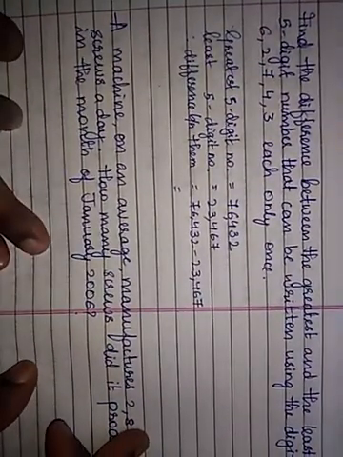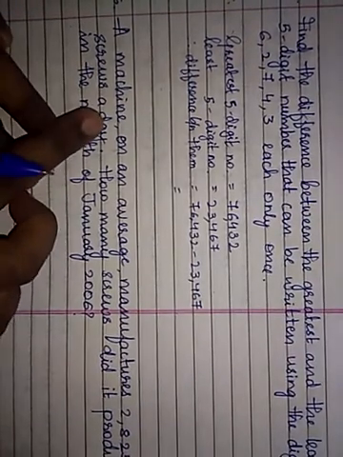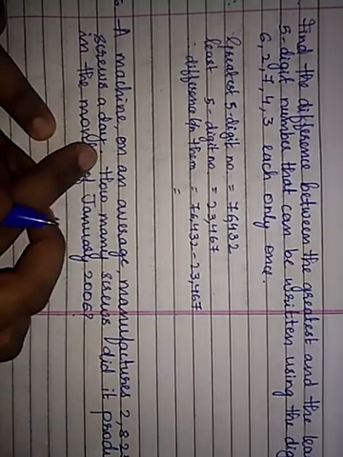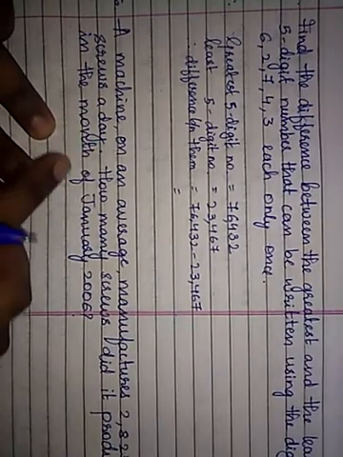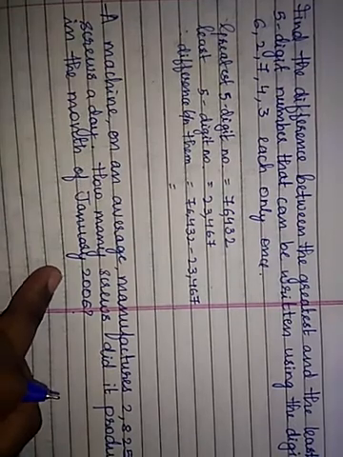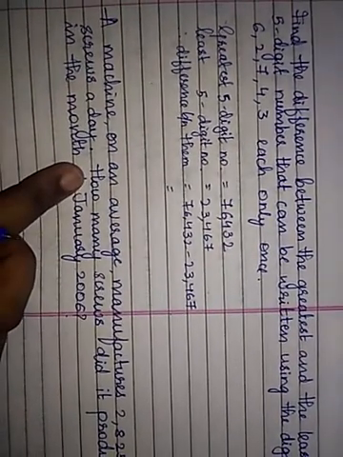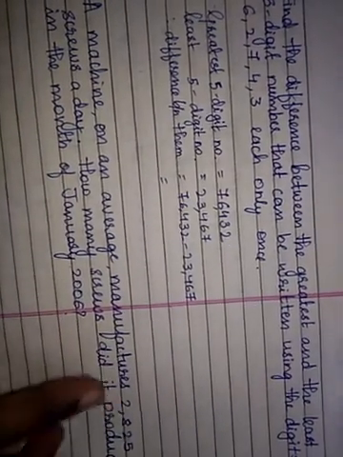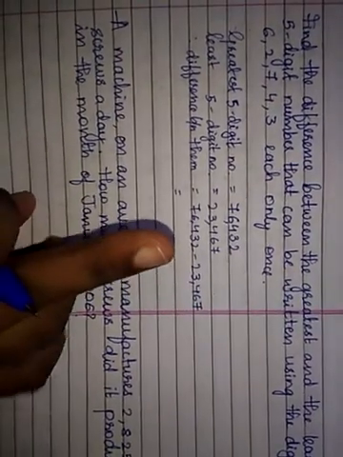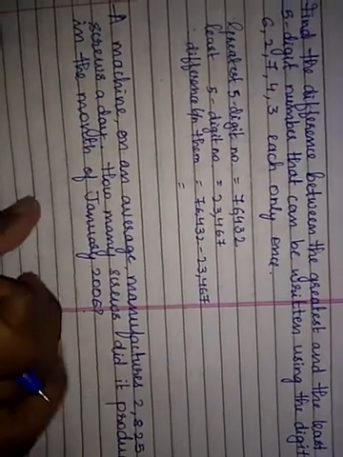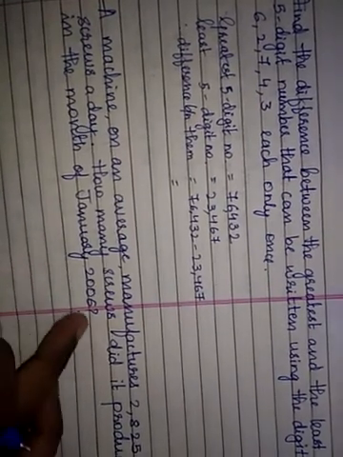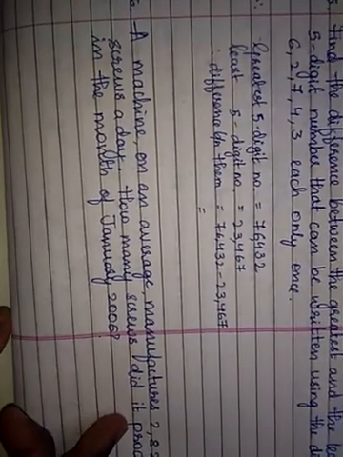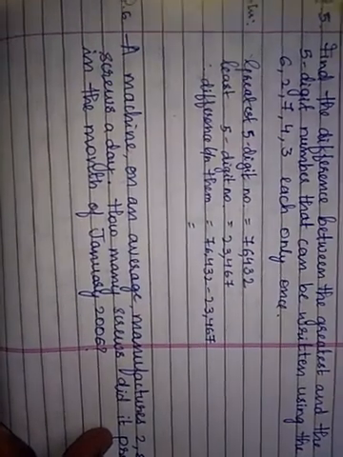Okay, now a machine on an average manufactures 2,825 screws a day. How many screws did it produce in the month of January 2006? See, one machine on an average, generally it manufactures 2,825 screws per day. Daily it makes this many screws. How many screws did it produce in the month of January 2006?